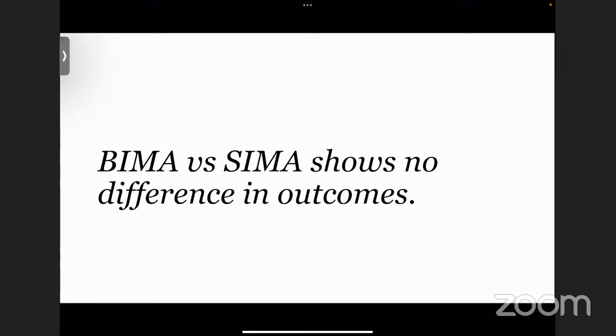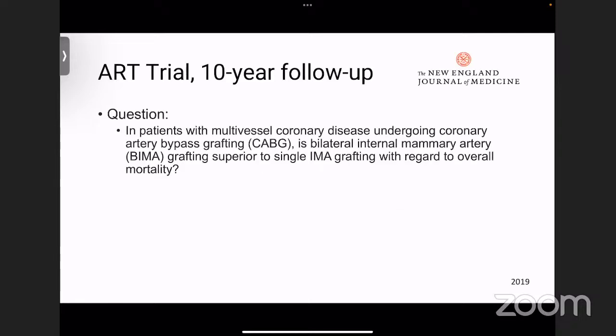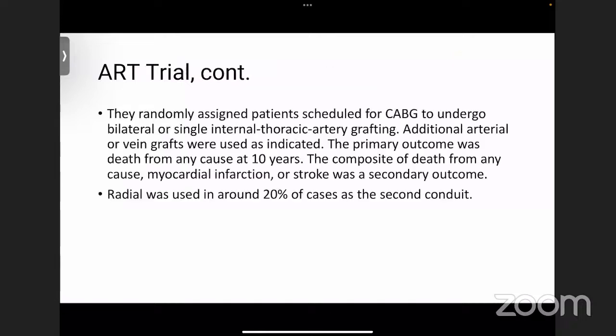So BIMA versus SIMA shows no difference in outcomes. Obviously, the ART trial released a 10-year follow-up in 2019. Dr. Faris thankfully covered this extensively. It was bilateral versus unilateral. This was a large RCT with a 10-year follow-up. Additional arteries or vein grafts were used as indicated. The primary outcome was death from any cause at 10 years.